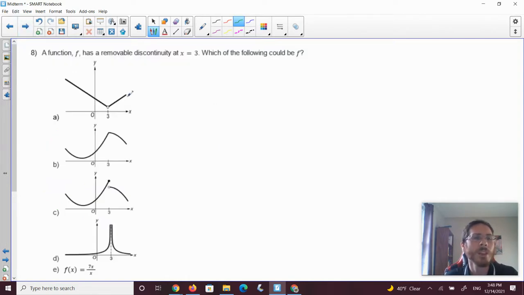All right, for number 8, we have to pick which one has the removable discontinuity. So a removable discontinuity, again, if we think about this in terms of graphs, this is going to be where the holes are at. This one has a hole at 3, so we're going to probably pick that one. There's no hole here. This would be not differentiable, but it is continuous, so it's not a discontinuity. This one's a jump discontinuity, so it's not removable. This one's an asymptote. You can't remove that. And this one at 3 would just be 21 over 3 or 7. That's just continuous, so we don't want to pick that one.